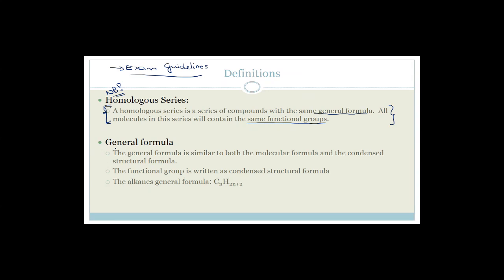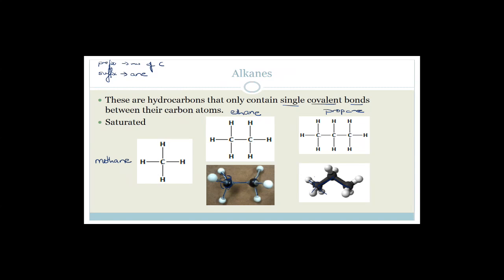Okay, now what is a general formula? The general formula is similar to both the molecular formula and the condensed structural formula. Basically what it does is it tells us the general formula for a specific homologous series. So let us just go back up. Do you see here we've got one carbon? And how many hydrogens? 1, 2, 3, 4. So it's 4 hydrogens. 1 carbon, 4 hydrogens. If we look here, we've got 2 carbons and we've got 1, 2, 3, 4, 5, 6 hydrogens. And if we look over here, we've got 3 carbons and we've got 1, 2, 3, 4, 5, 6, 7, 8 hydrogens.